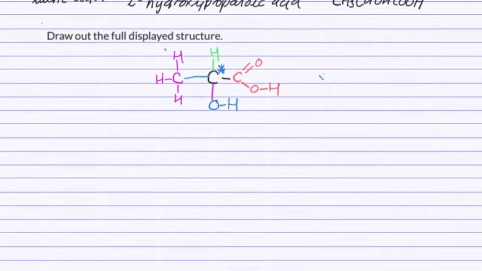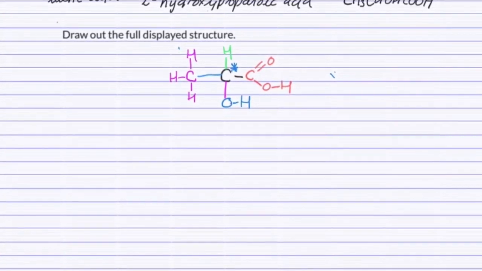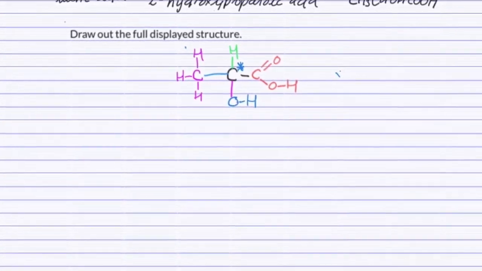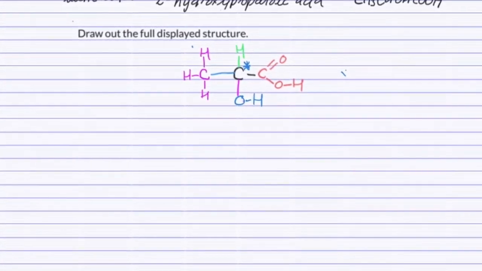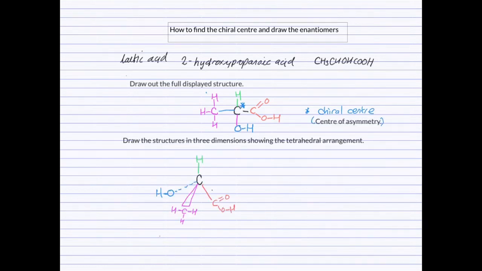In this next section, I'm going to show you how to draw optical isomers. You will also be shown how to draw the 2 mirror images in 3 dimensions. In this part, we're going to look at how to find the chiral centre, or the centre of symmetry, and how to draw the 2 forms. So the chiral centre is also known as the centre of symmetry because this is where the carbon has 4 different groups attached.